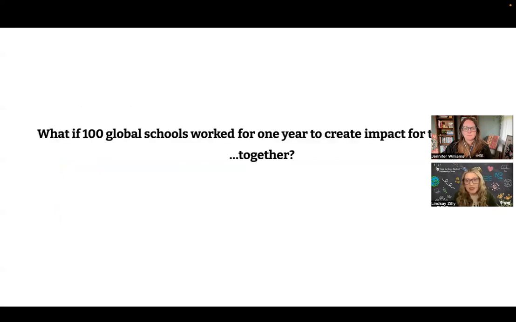Our asset-based community development approach is one of the ways that we are unique and different because we're not looking towards problems, but we're looking at our solutions. And so with this in mind, we thought, what if we took 100 global schools and we worked with them for 1 year to create an impact for the planet? And then we applied this asset-based community development approach to see what's already working. And so we did that.